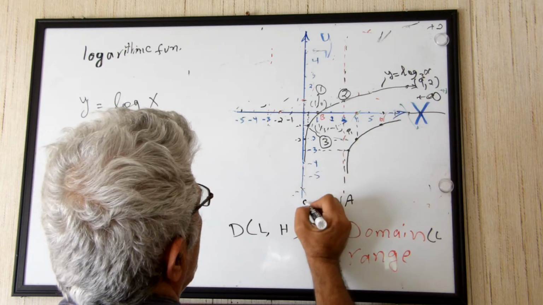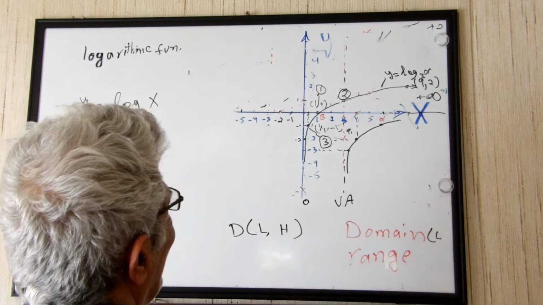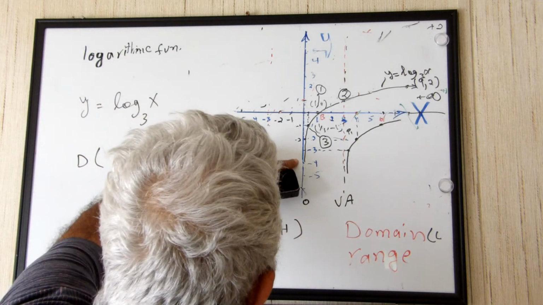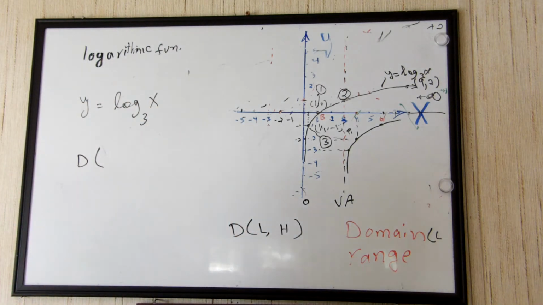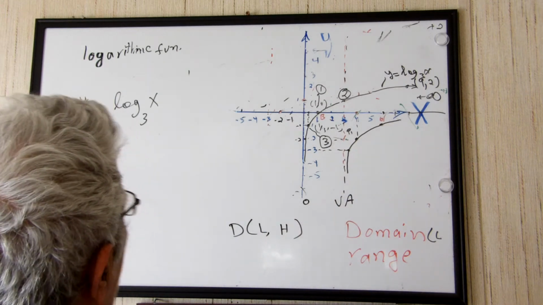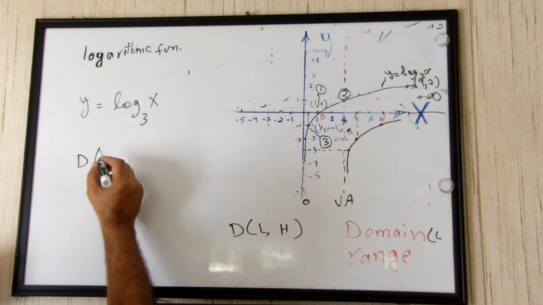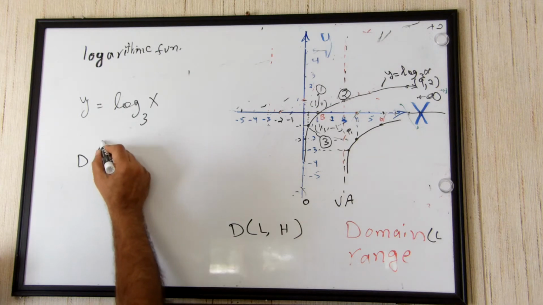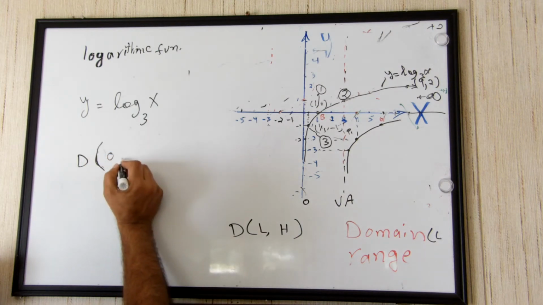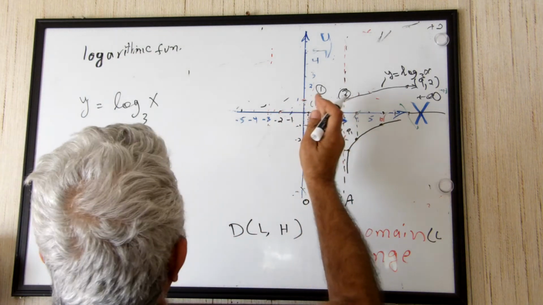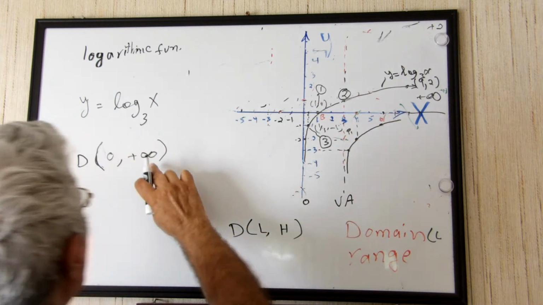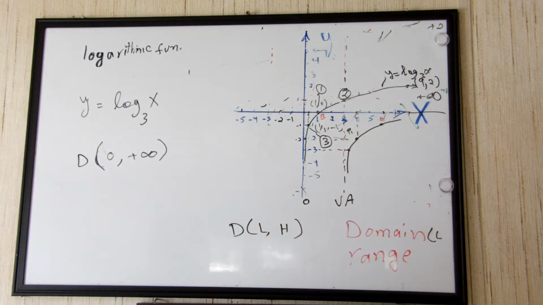At 0, the graph approaches but doesn't intersect the y-axis. So the domain goes from 0, not included 0, because we use parentheses, up to plus infinity. It means every number more than 0 you can give, you can find the value. This is the domain of this function.